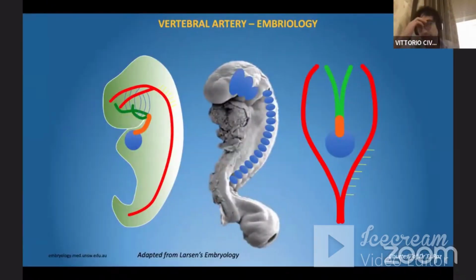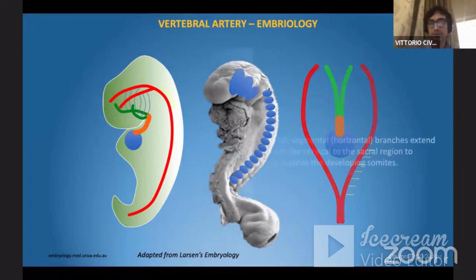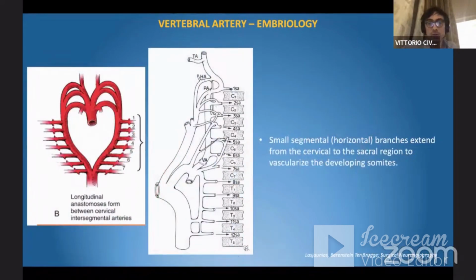But to understand a little bit more the anatomy of the vertebral artery, we can go a little deeper into the embryology. It will help us understand the variations that we see when we perform angio-CT studies or angiography studies. In early fetal life, we have segmental horizontal branches that extend from the cervical to the sacral region, and they vascularize the developing somites.